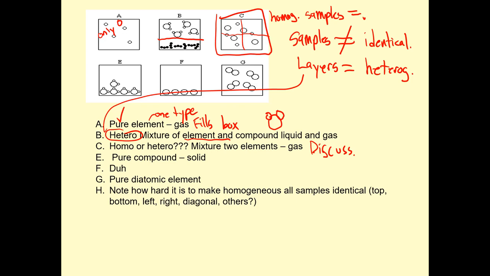But what if I said, no, Michael says it's heterogeneous. Is he wrong? Well, not is he wrong. If it just said Michael says heterogeneous, why would he say that? Well, why do you say anything's heterogeneous? You would say it's heterogeneous because the samples are not identical, right? When you get down to being super nitpicky.